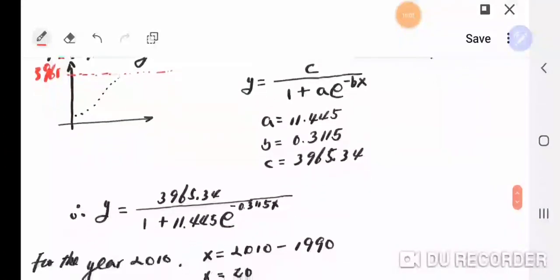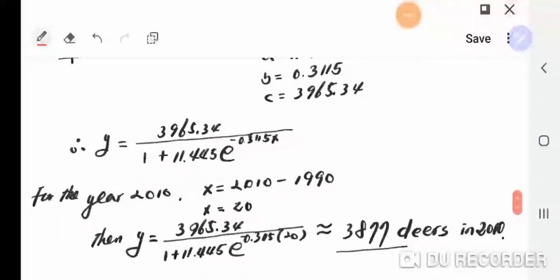Based on this, we can predict the number of deer in 2010. Let's find the x value for the year 2010. We subtract the initial year 1990 from 2010, so the x value is 20. Just substitute 20 for x. Then the y value is approximately equal to 3,877. So this is the number of deer that we can predict in 2010.